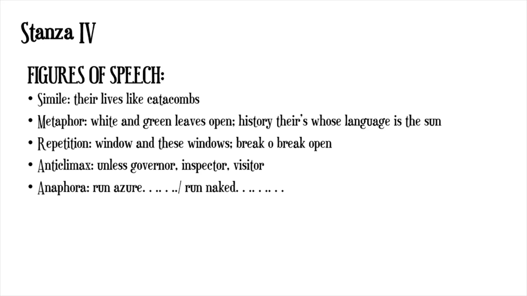Then there is anaphora. Now, what is anaphora? When two lines or three lines of the poem begin with the same word, like run azure, and then let their tongues run naked. So the next line, again, it begins with run naked. If you'll see the text of the poem, you'll understand it better. So that is an anaphora.